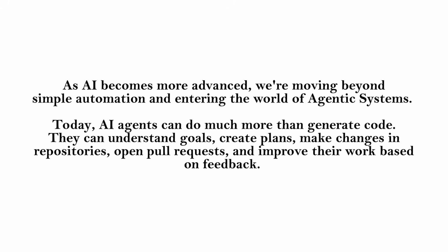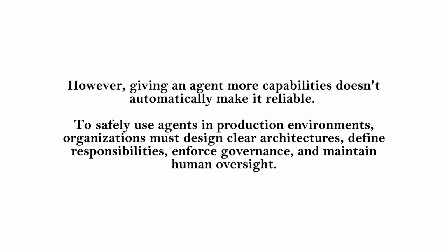As AI becomes more advanced, we're moving beyond simple automation and entering the world of agentic systems. Today, AI agents can do much more than generate code. They can understand goals, create plans, make changes in repositories, open pull requests, and improve their work based on feedback. However, giving an agent more capabilities doesn't automatically make it reliable. To safely use agents in production environments, organizations must design clear architectures, define responsibilities, enforce governance, and maintain human oversight.